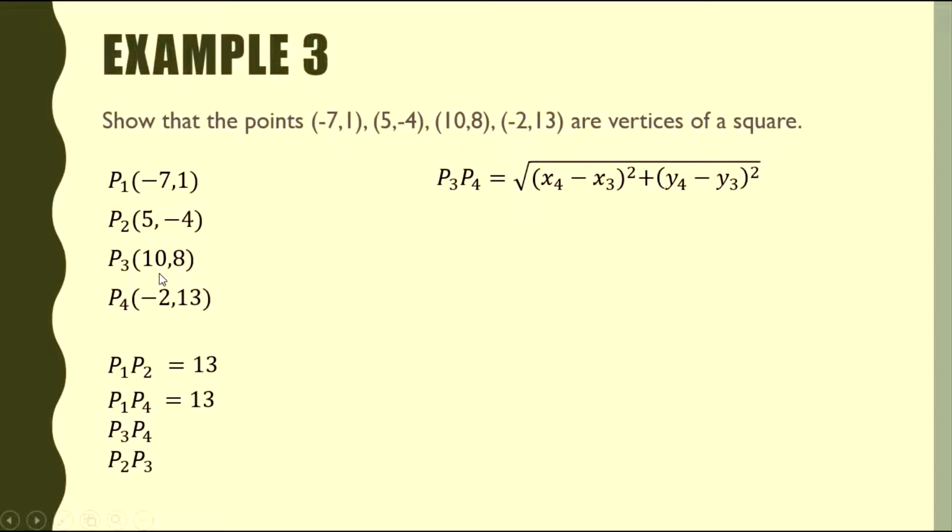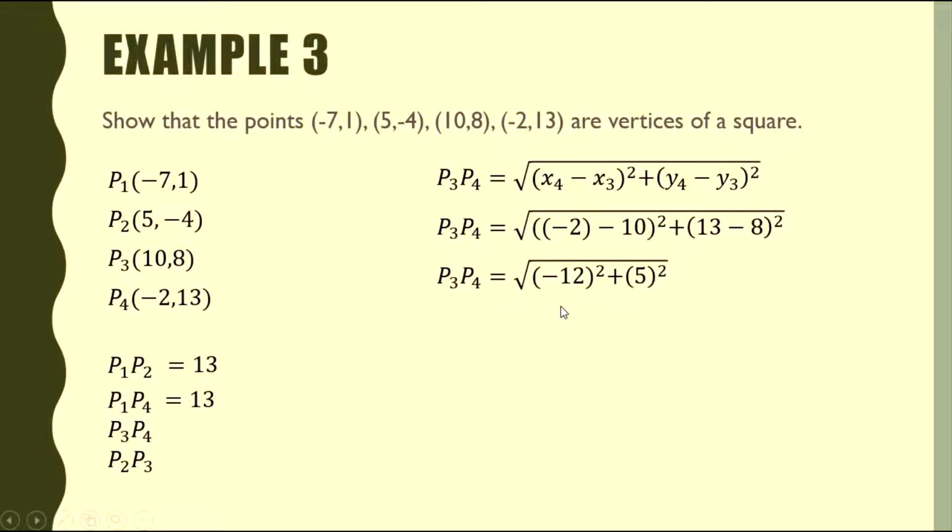So, the first point will be x sub 1 and y sub 1. The second point will be negative 2 and 13. So, we'll have square root of the quantity of negative 2 minus 10 squared plus the quantity of 13 minus 8 squared. So, simplifying that, we will have square root of negative 12 squared plus 5 squared.